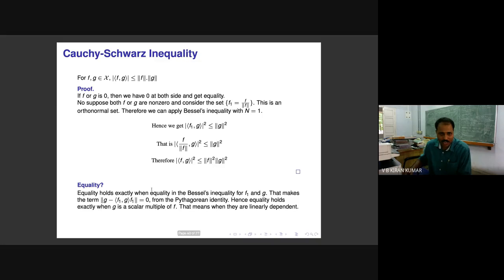So equality holds exactly when there is equality in Bessel's inequality with F1 and G. This makes norm of G minus inner product F1 G times F1 equal to 0. That means G is a scalar multiple of F. So equality holds exactly when F and G are linearly dependent. That's the specialty of the Cauchy-Schwarz inequality.